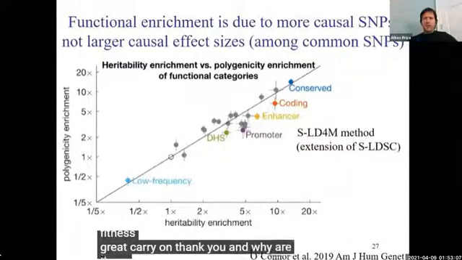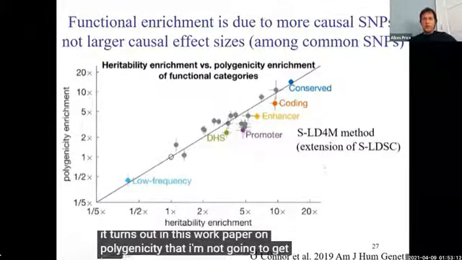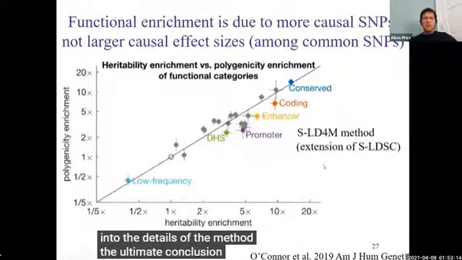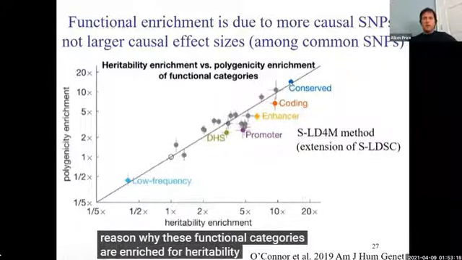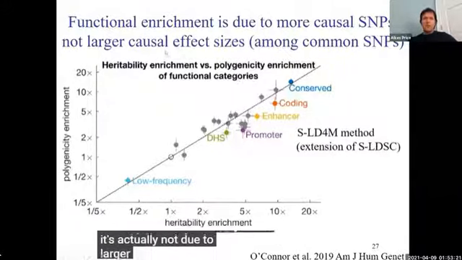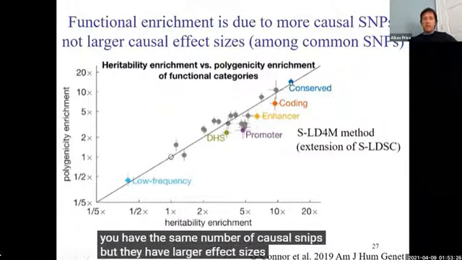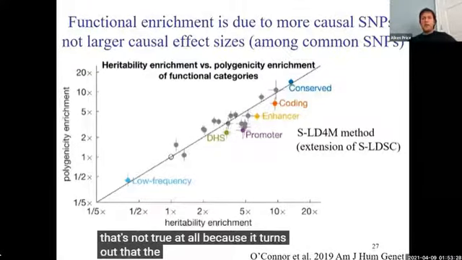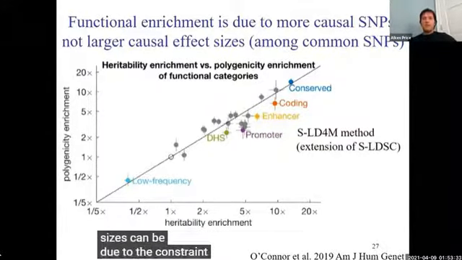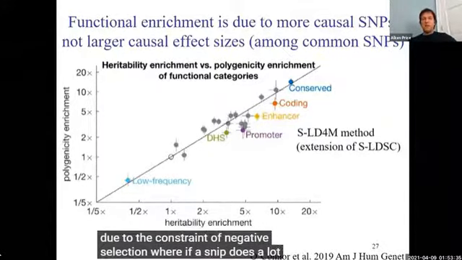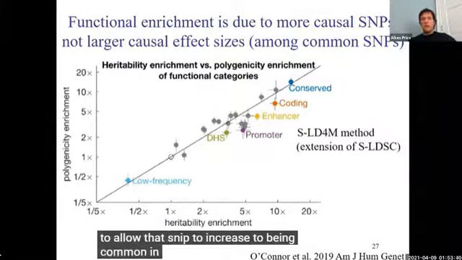And why are these categories functionally enriched? It turns out in this paper on polygenicity, and I'm not going to get into the details of the method, the ultimate conclusion was that the reason these functional categories are enriched for heritability is actually not due to larger causal effect sizes. It's not like you have the same number of causal SNPs, but they have larger effect sizes. That's not true at all, because it turns out that common SNPs have some kind of soft upper bound on what the effect sizes can be due to the constraint of negative selection, where if a SNP does a lot of things, negative selection is not going to allow that SNP to increase to being common in the population.